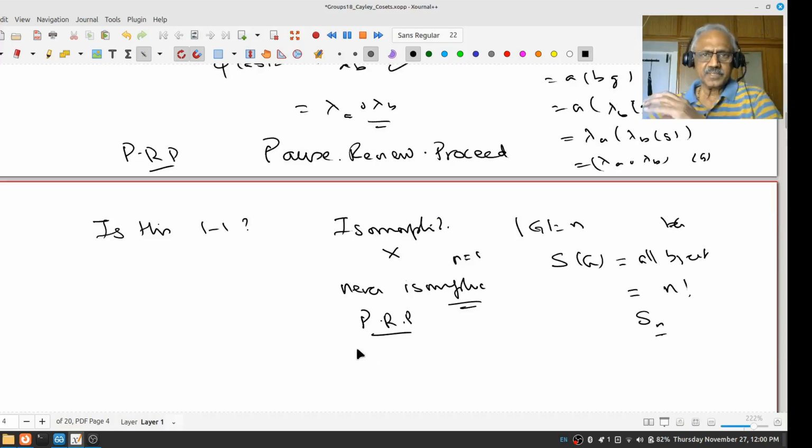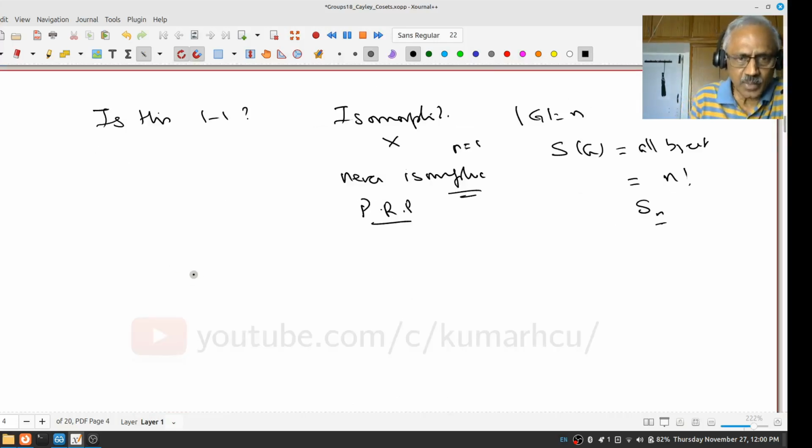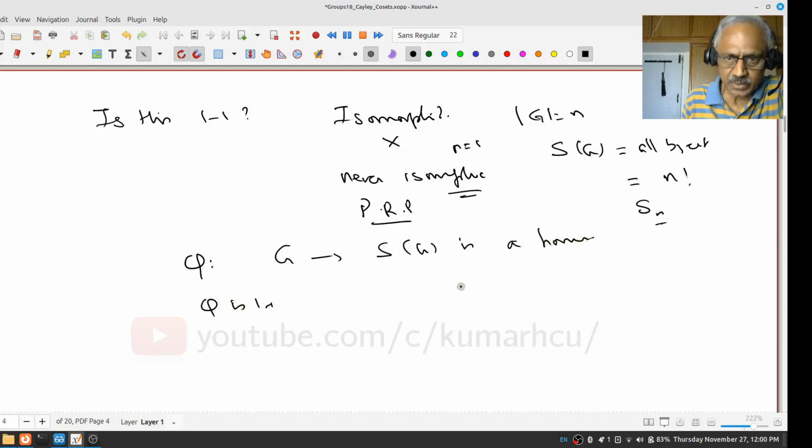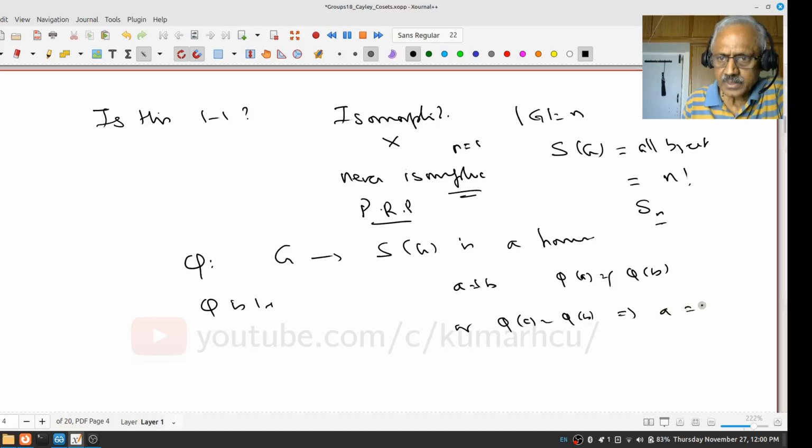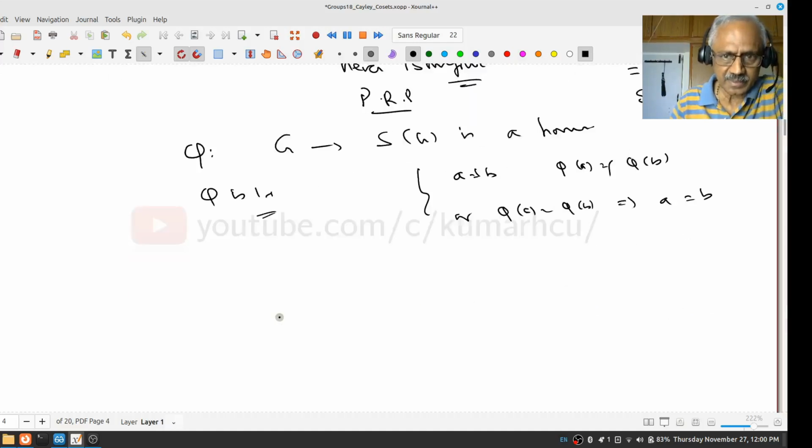I'm making life easy so that every time you keep reviewing the concepts. Okay, is this 1-1? Now notice that phi from G to S of G is already a group homomorphism. So when I want to say phi is 1-1, there are two ways of showing. If I take A not equal to B, I can show phi of A is not equal to phi of B. Or if phi of A equal to phi of B, I can show A is B. These are the two ways to show phi is 1-1.